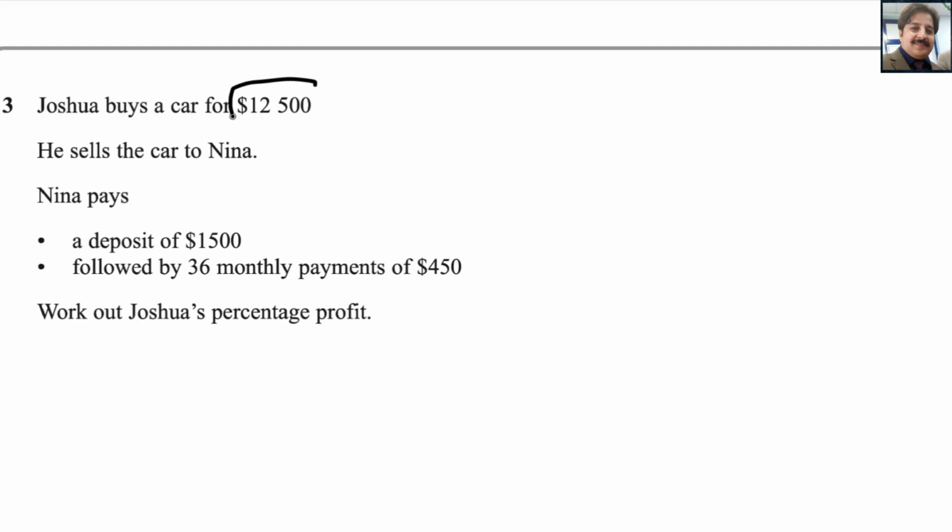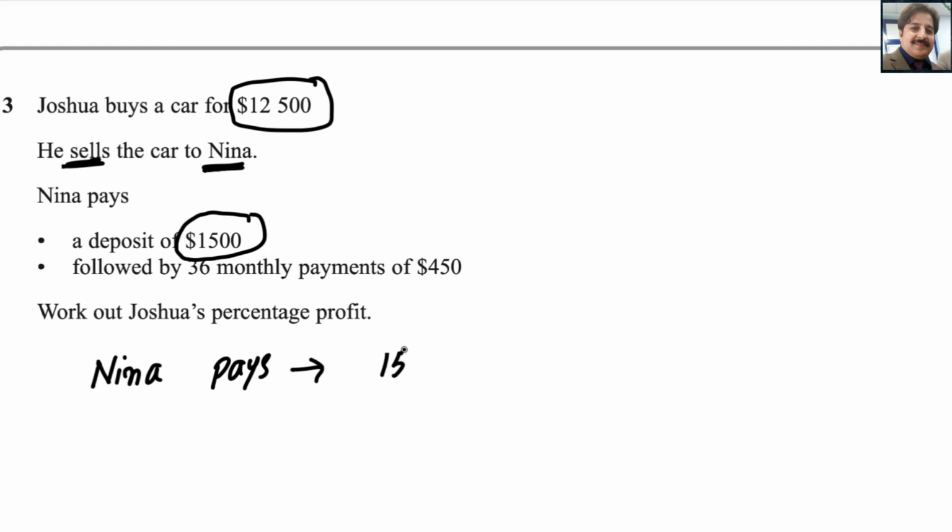Joshua buys by this amount. Now he is selling his car to Nina. How much does Nina deposit? Or you can write Nina pays. First of all, she pays $1,500 plus she paid for 36 months, for every month $450. So $450 will be multiplied by 36.